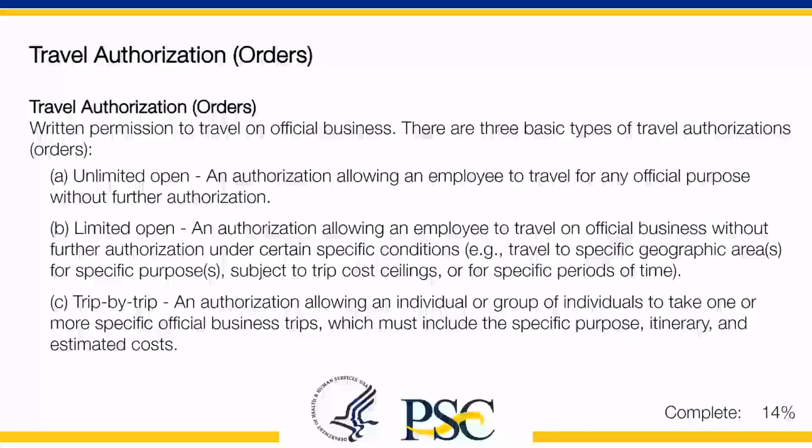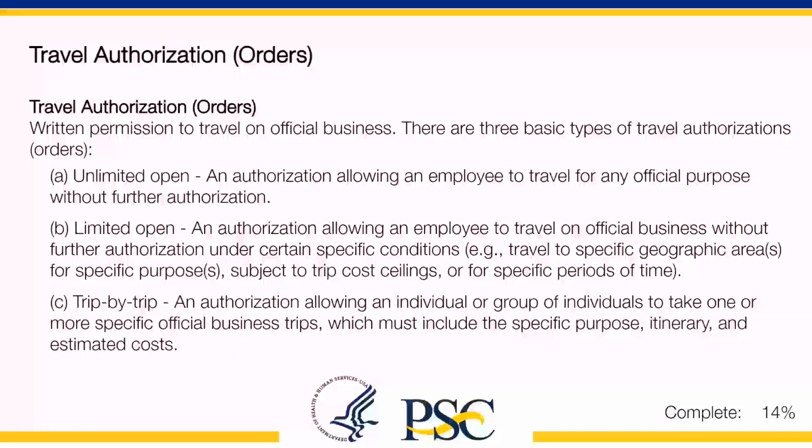Travel authorization, orders. Written permission to travel on official business. There are three basic types of travel authorizations, orders. A. Unlimited open. An authorization allowing an employee to travel for any official purpose without further authorization. B. Limited open. An authorization allowing an employee to travel on official business without further authorization under certain specific conditions, for example, travel to specific geographic areas for specific purposes, subject to trip cost ceilings, or for specific periods of time. C. Trip by trip.